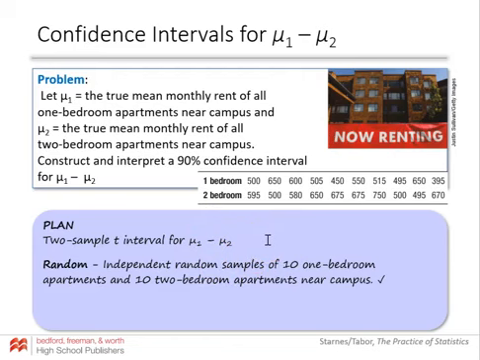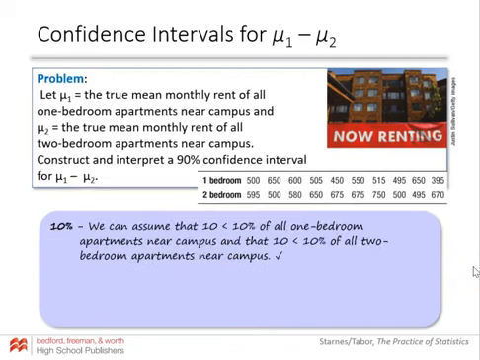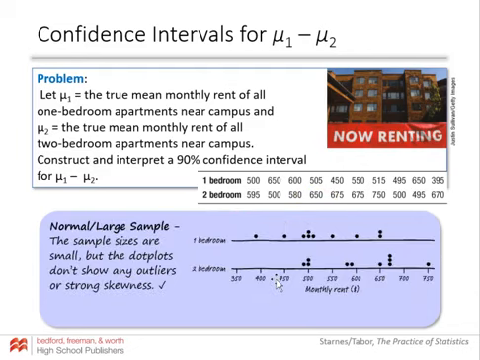Okay, so let's check our conditions. Random. We know that these are independent random samples. Okay, we're going to assume that 10 is less than 10% of all of the 1-bedroom and 2-bedroom apartments near campus. That's a reasonable assumption. And then our normal/large sample, our sample sizes are 10, so we would need to create a graph. In this case, they did dot plots. I showed you guys how to do box plots on the calculator. That would be what I would suggest. And we don't see any strong skewness or outliers, so we're comfortable saying that that condition is met.